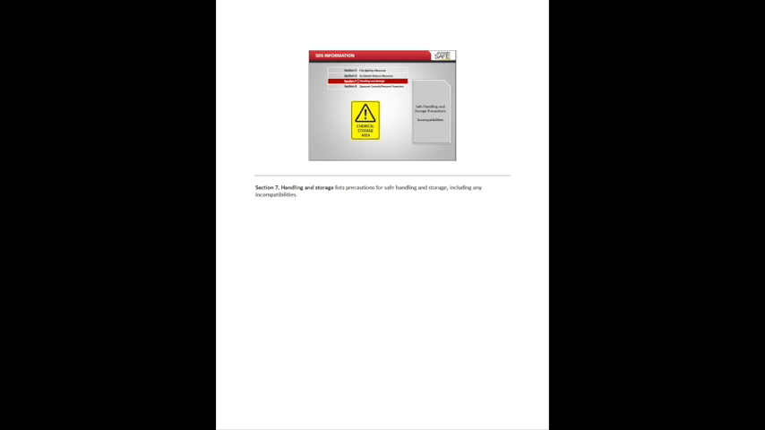Next slide. Section 6, Accidental Release Measures, lists protective equipment, emergency procedures, and proper methods and materials for containment and cleanup. Next slide. Section 7, Handling and Storage, lists precautions for safe handling and storage, including any incompatibilities. Next slide. Section 8, Exposure Controls, Personal Protection, lists OSHA's permissible exposure limits, or PELs, threshold limit values, or TLVs, other recommended exposure limits, appropriate engineering controls, and personal protective equipment.